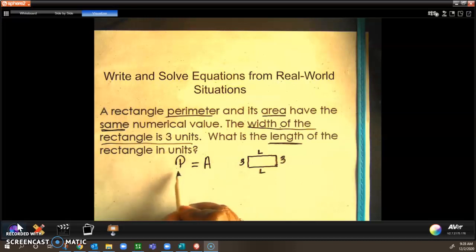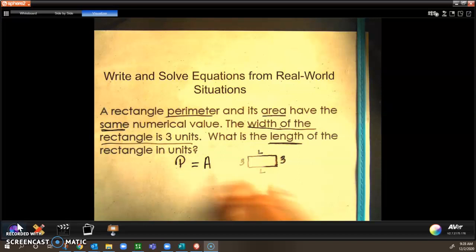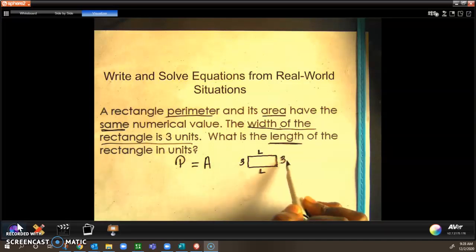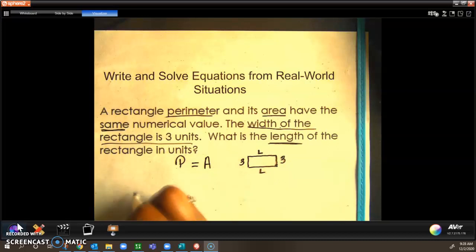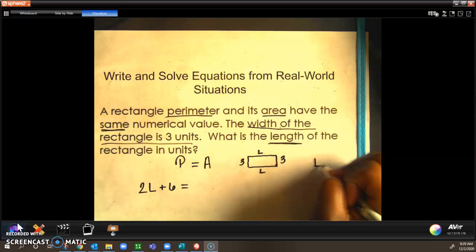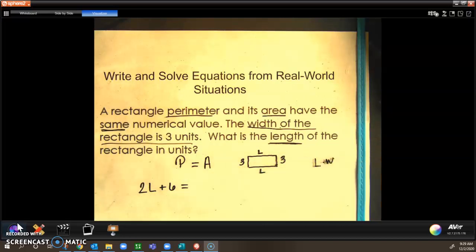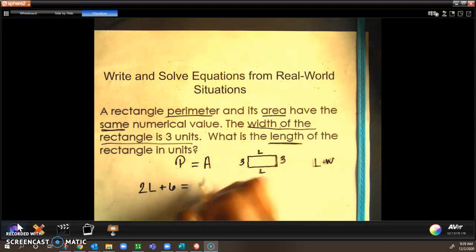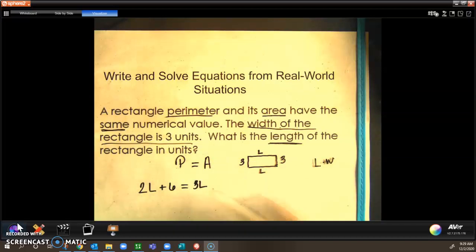To find the perimeter of a rectangle, I need to add all the sides together. So that's 3 plus 3, and L plus L. That gives me 2L plus 6, actually, 3 plus 3 is 6. And then for area, I know it's length times width. We know our width is 3, so that's 3L.